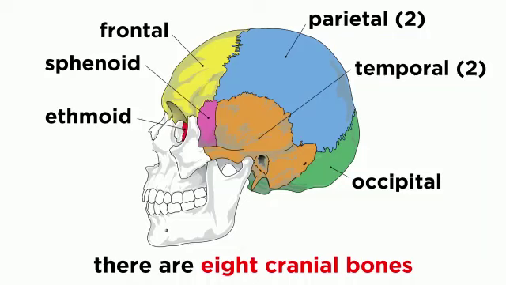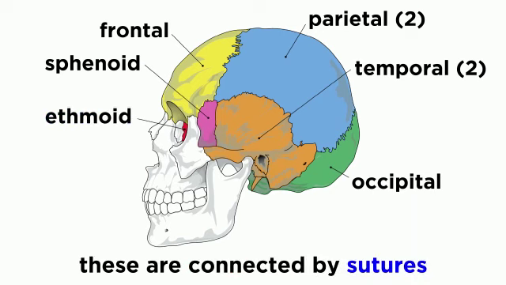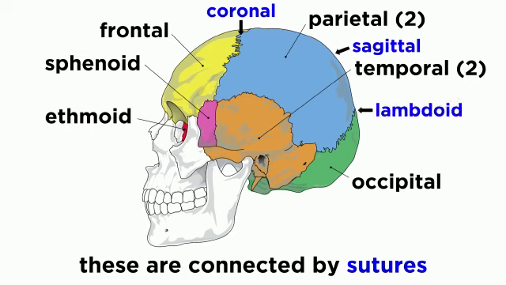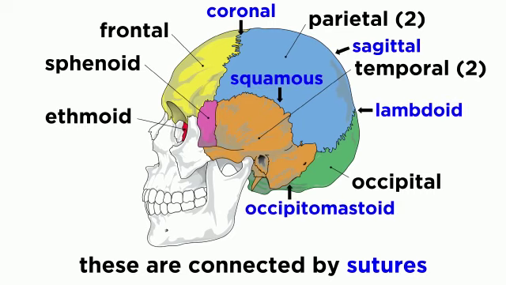8 cranial bones. There is the frontal bone, 2 large parietal bones, the occipital bone, 2 temporal bones, the sphenoid bone, and the ethmoid bone. The cranial bones are connected, as we said, by sutures, and those have specific names as well. These are the coronal, sagittal, lambdoid, squamous, and occipitomastoid sutures.